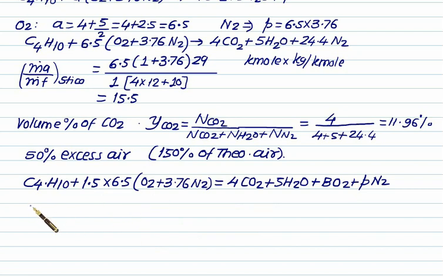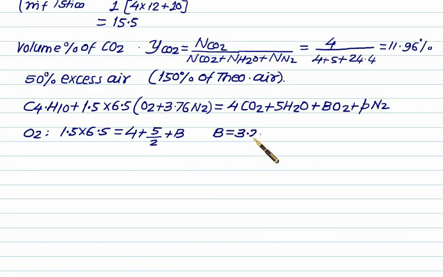Now, carbon is already balanced here, hydrogen is already balanced here. What we'll do? We'll balance oxygen first. This is 1.5 multiplied by 6.5. On the right hand side, we'll come to this. We have the O2 balance, so we have 4 plus, this is not O2, so we can make it O2 as 5 by 2, plus we have B. Now solve this equation, you will get the value of B. This answer is 3.25.